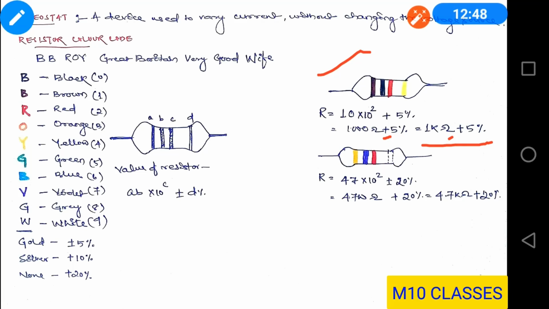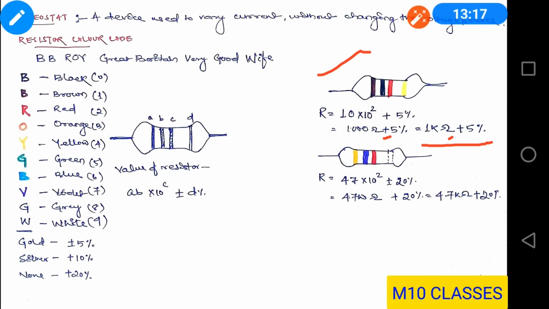Now how can you verify it? There are multimeters which are used to find the resistances. It has a slot. Multimeter means it can measure current, voltage as well as the resistances of the resistors. So you can use it to find out the resistances, and you can get the accurate value by using this.